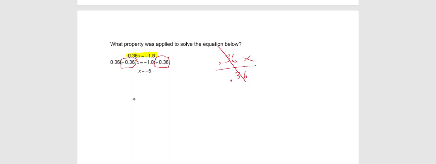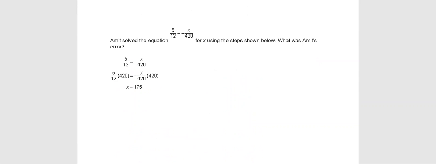So the property here would be division, or the quotient property, because you're dividing both sides by a number to get x by itself. Here's another example. So it's asking what was this person's error when solving the equation.